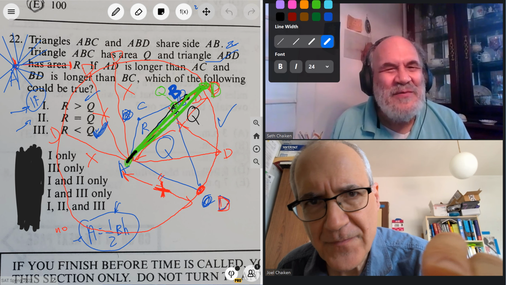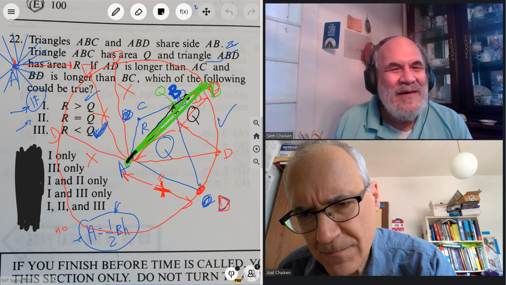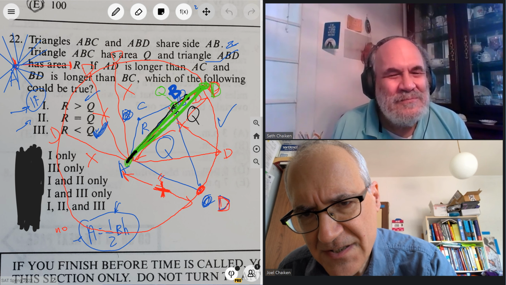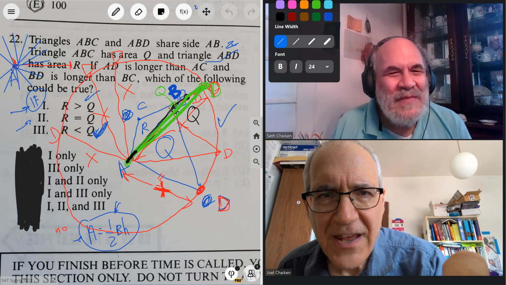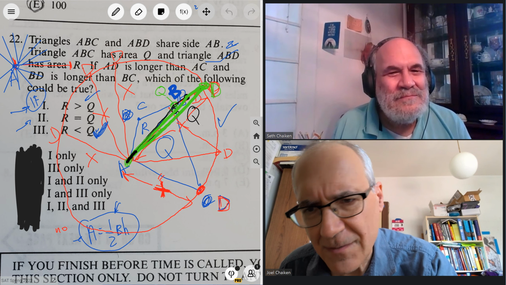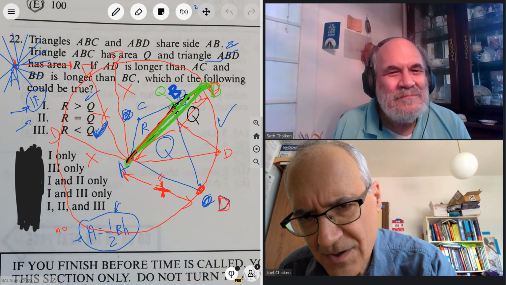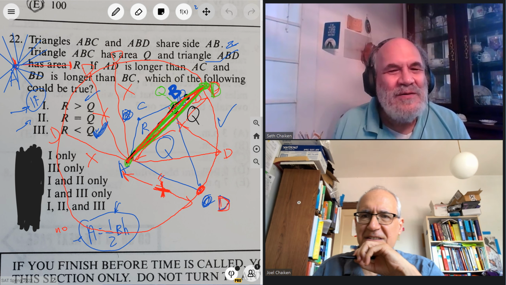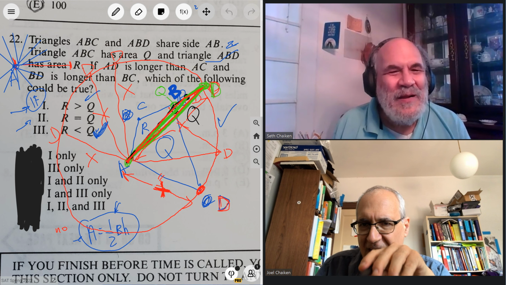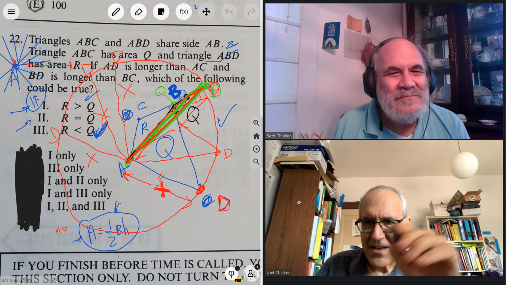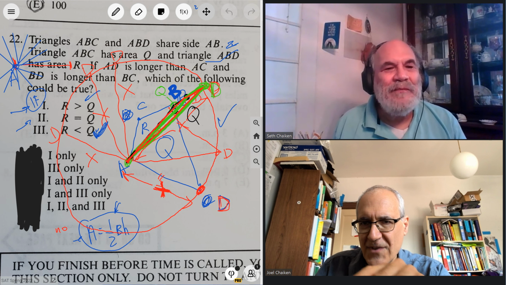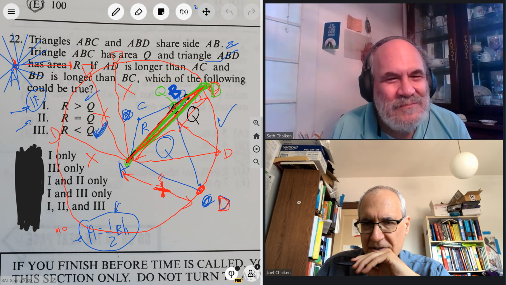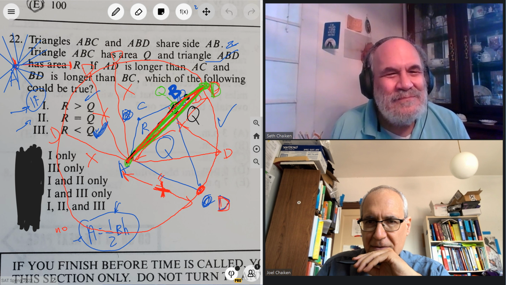I think we made a mistake here. How about red? Red medium. We go to there. Go to B. This really weird looking triangle. Okay, that one there. Now let's see. If AD is longer than AC, yes, it is. And BD, no, BD is not longer than BC. BD is shorter than BC.